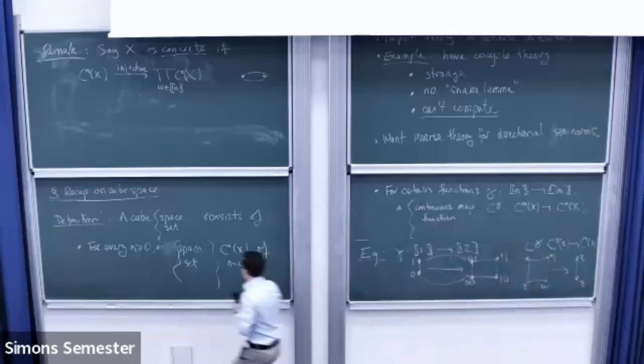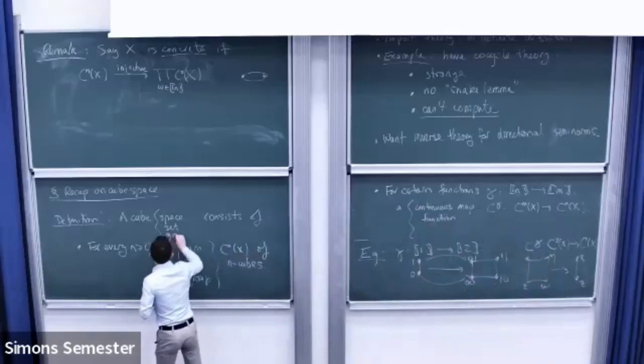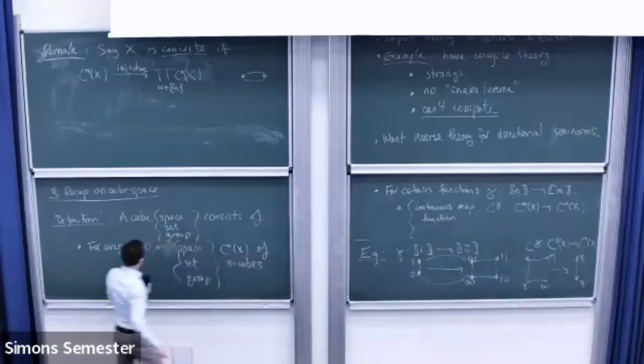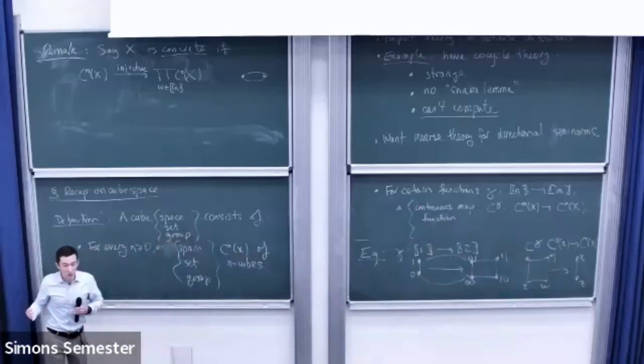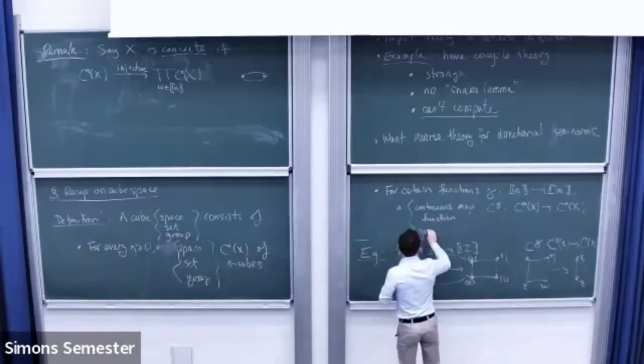And I can do more general things. So I could write group in here. So a cube group is where for every n you have a group of n cubes. And then the maps here are assumed to be group homomorphisms.